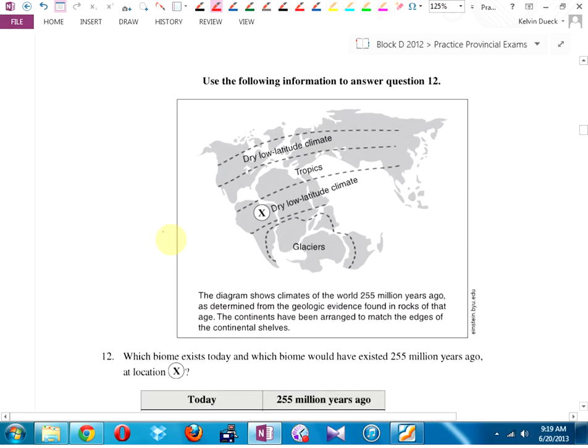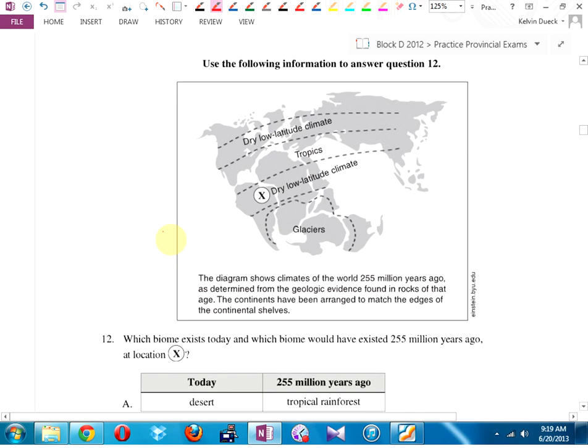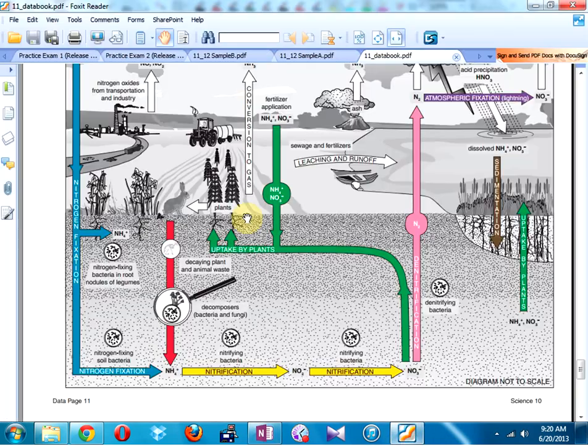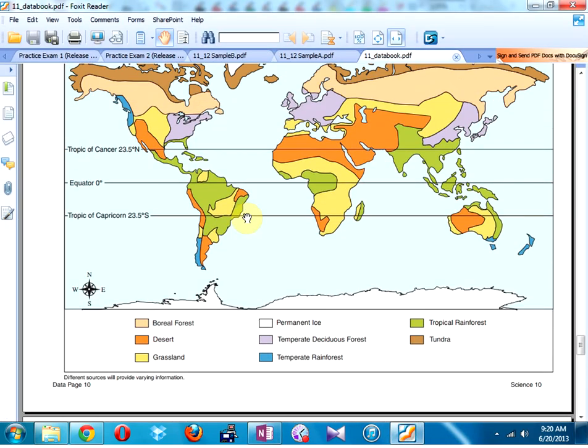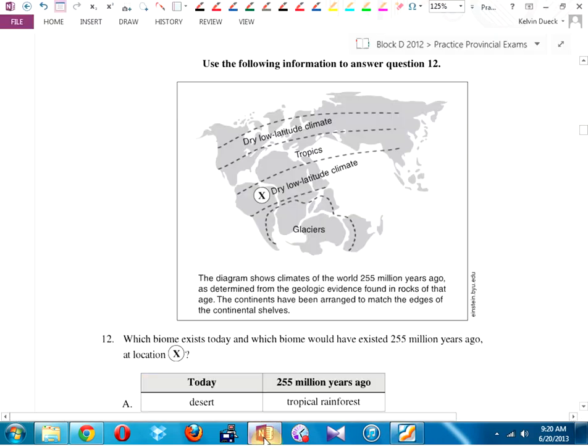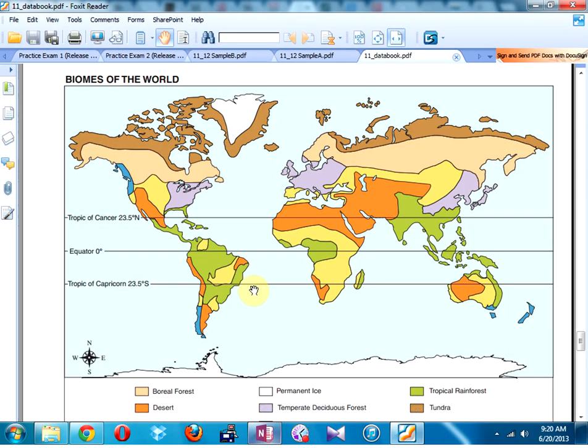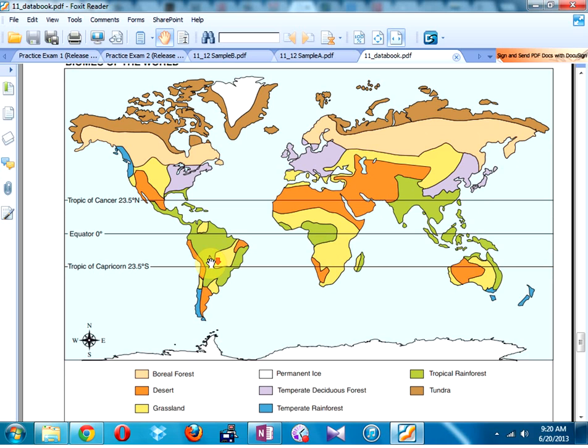Use the following information to answer question 12. Which biome exists today and which biome would have existed 255 million years ago at location X? So you have your biome sheet. Location X, that looks like South America to me, yes? Right there, I think right here. Are we going with tropical rainforest or grassland? I think we're going with tropical rainforest.